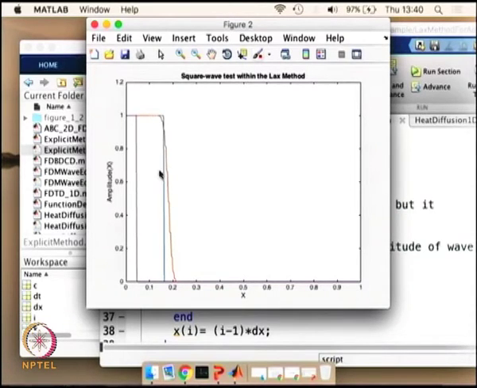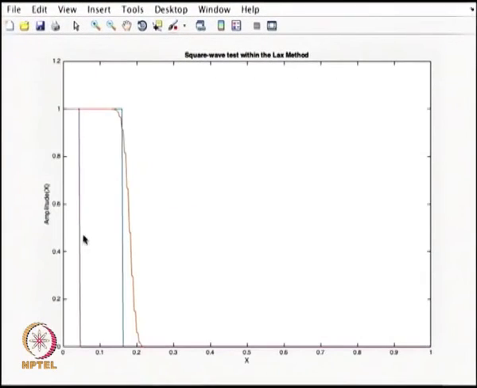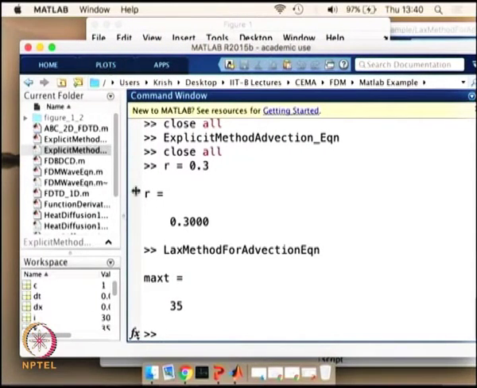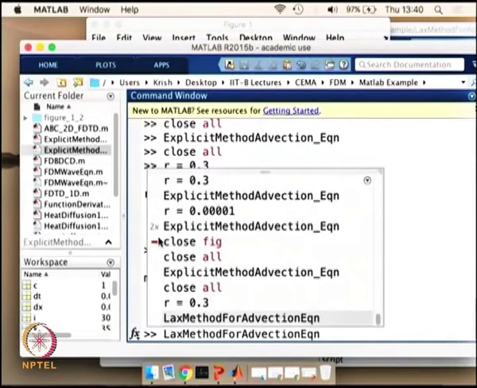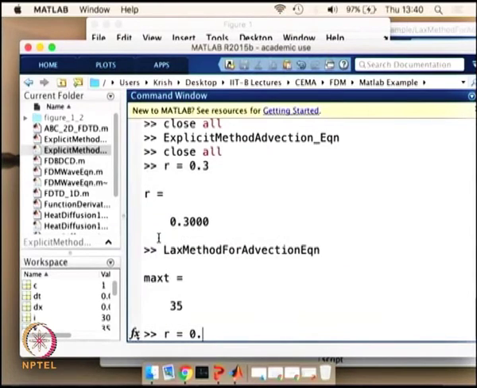As I said, the different colors are for different time steps, and the initial condition is given by this particular line here, the purple line, and as the time step goes forward, the solution itself is propagating in the forward direction. That's what we are expecting, and that's how it should be. And now we'll see what happens when we go to r equal to 0.5.